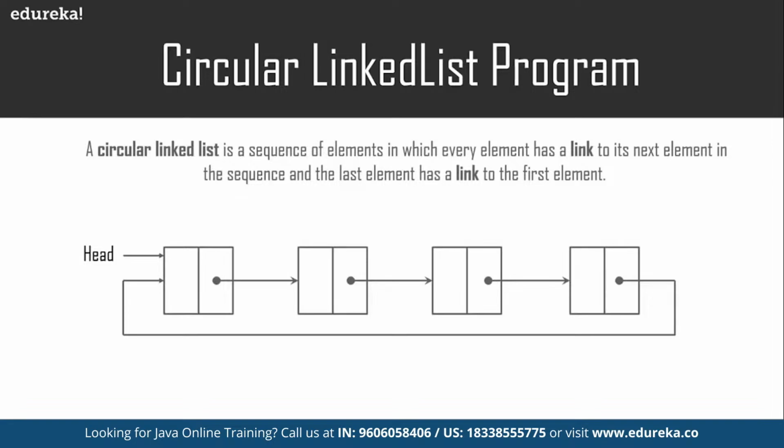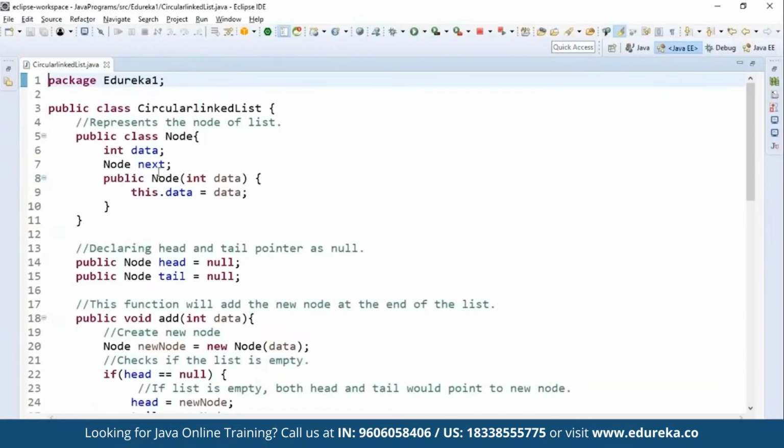So here it follows the first thing first approach. Here the node is an element of the list and it has two parts, that is the data and the next. Data represents the data stored in the node, and the next is a pointer that will point to the next node. Now let's check the implementation. Okay. So it has int data and the node as next. So public node int data, I am referencing to the pointer that this dot data is equal to data.